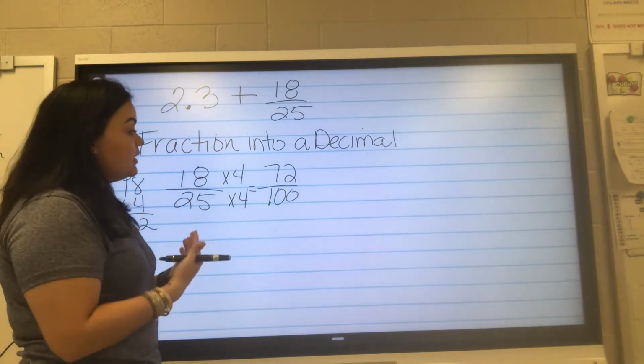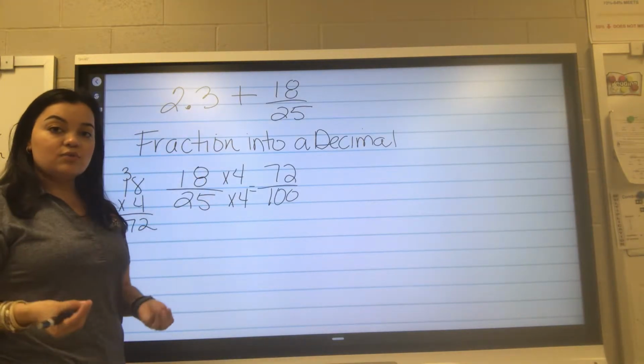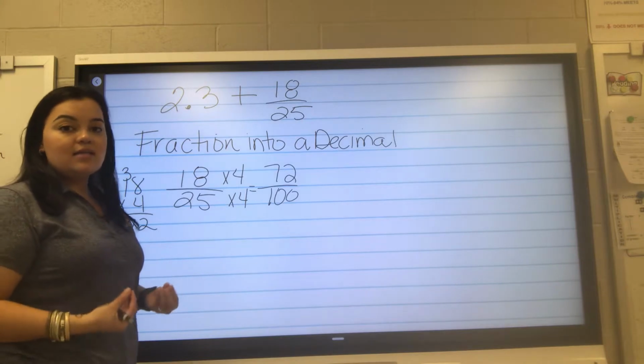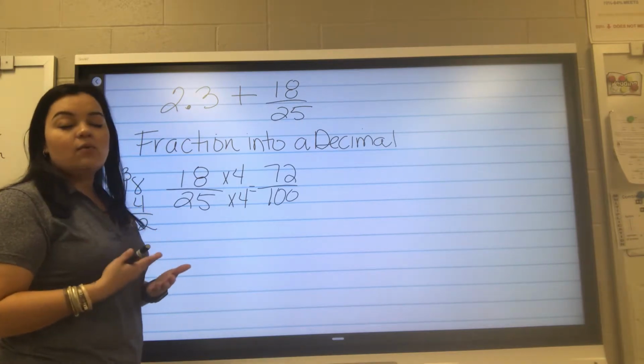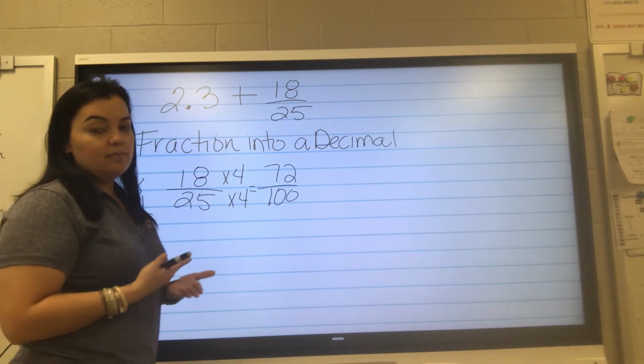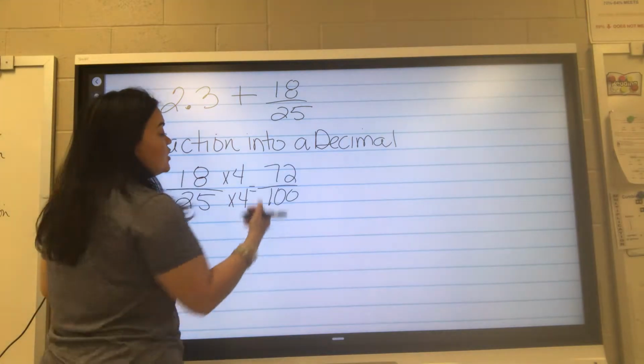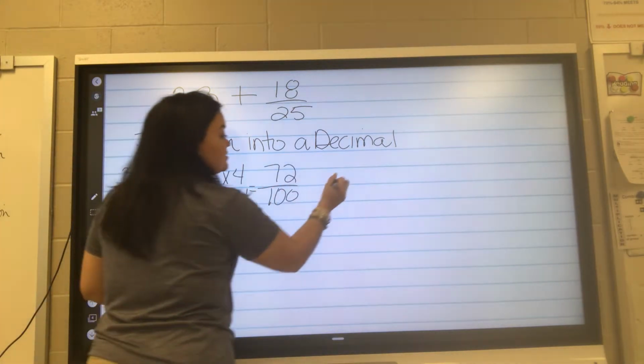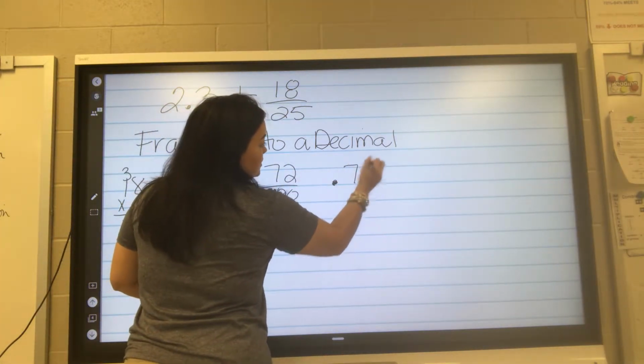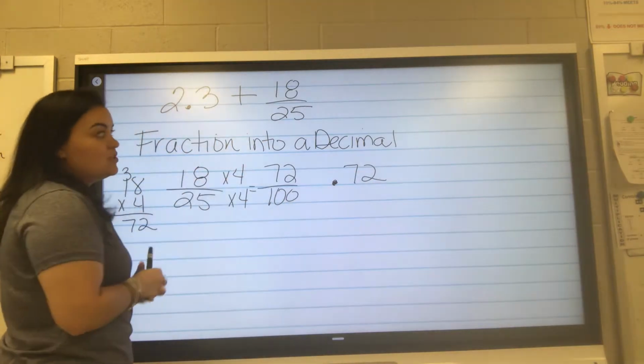This now is our new fraction. Okay, now if we read it, it is 72 hundredths. That name at the end is what is going to indicate where our number shall be placed in our decimal. So it is 72 hundredths. So we have 72 hundredths now.